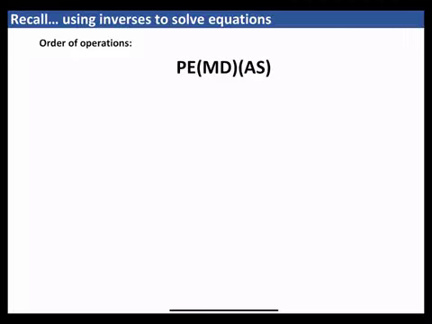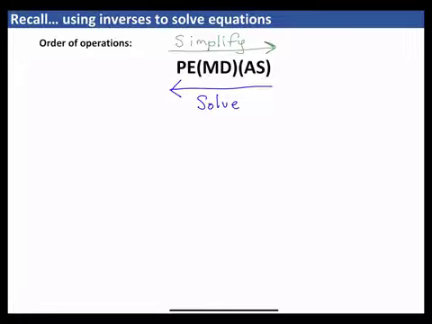In your past studies, you probably learned about the order of operations. You were taught that when simplifying, we simplify parentheses, exponents, multiplication and division, and lastly, addition and subtraction. Well, when we solve equations, we are reversing the simplification. So when we solve an equation, we do addition and subtraction, then multiplication and division, then exponents, and lastly, anything in parentheses.